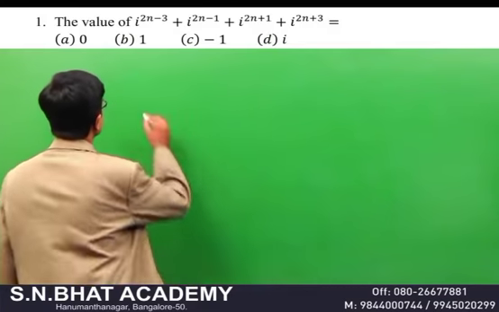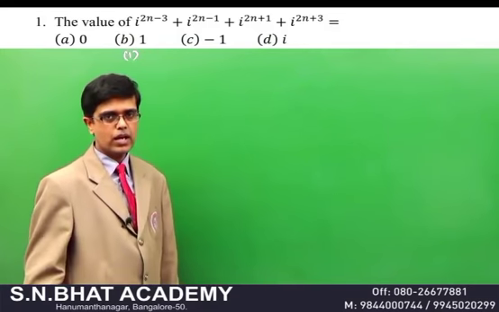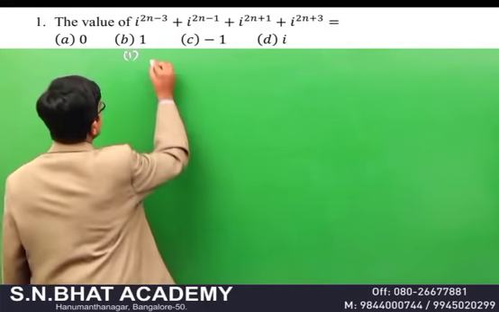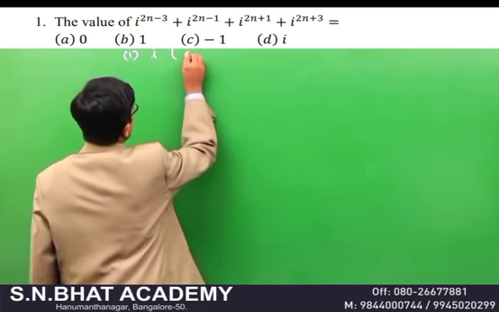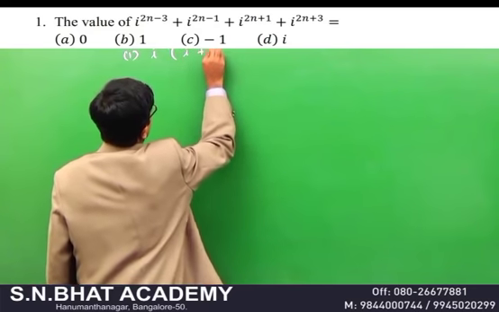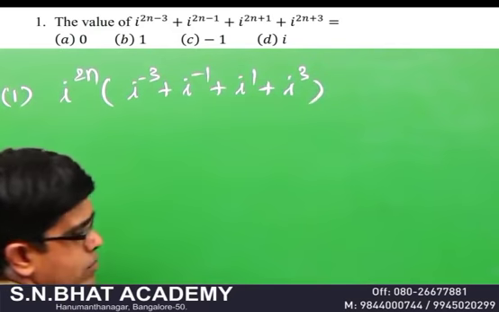Question number 1. First question, you can take i to the power 2n outside. The remaining part will be i power minus 3, i power minus 1, i to the power 1, i power 3.